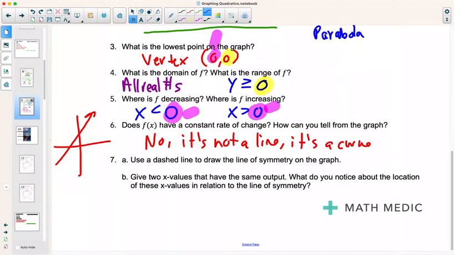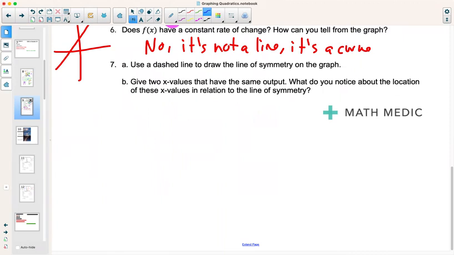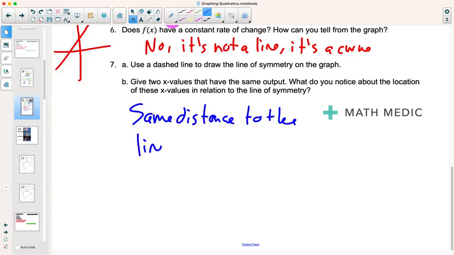Okay. So given 2 x values, we found them. They have the same output. Okay. What do you notice about the location of these x values? Same distance to the line or axis, same thing, of symmetry. Which makes perfect sense. It's a symmetrical shape, so you can find like its sister point over there. So that's exciting and fun.